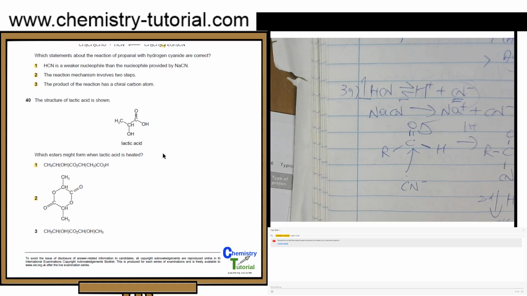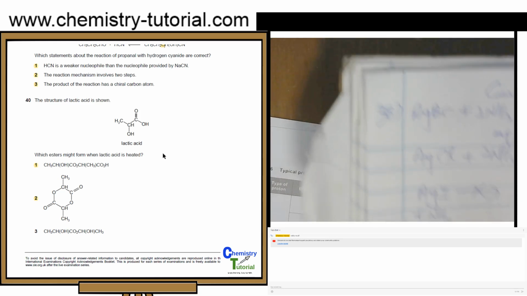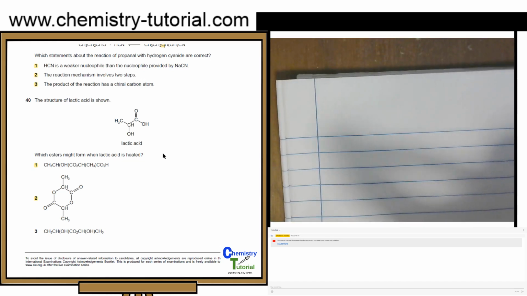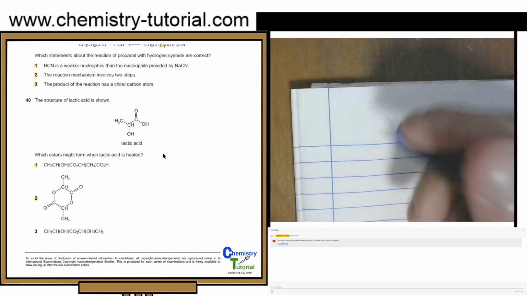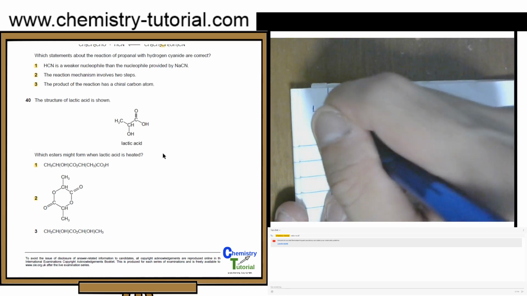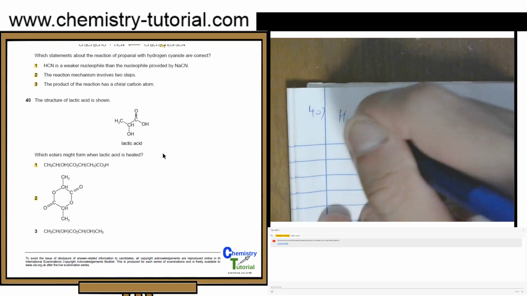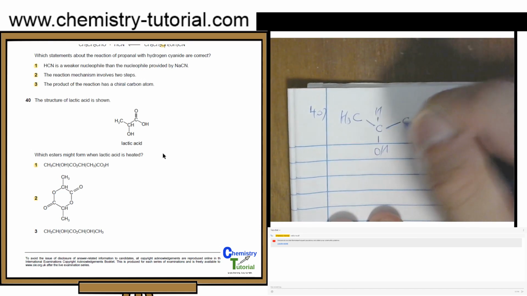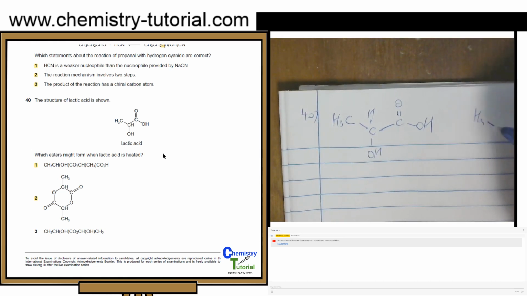The last one, lactic acid. The structure of lactic acid is shown. So which ester might form when lactic acid is heated? Now, to solve this, it'd be good if you can visualize this by yourself, but I'm just going to draw out the molecules. Hopefully, you'll be able to see a lot better. Okay, I'm going to draw another one over here.